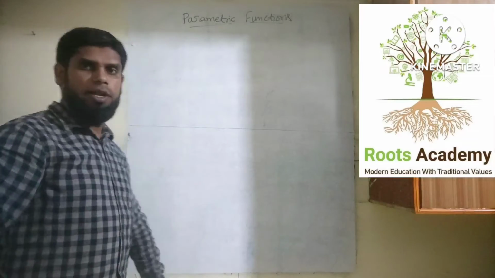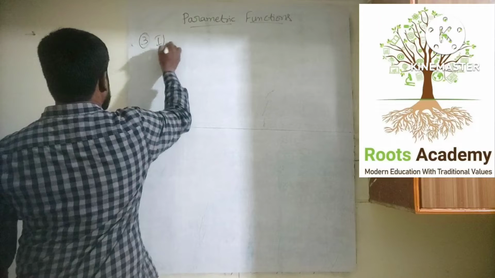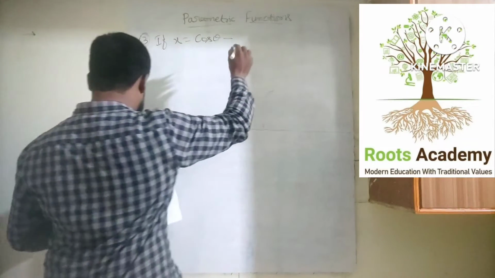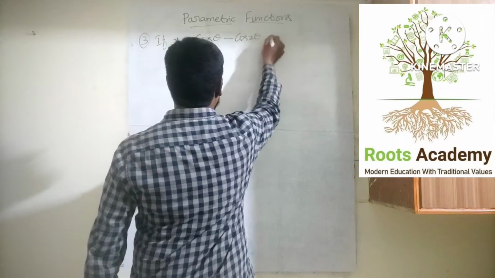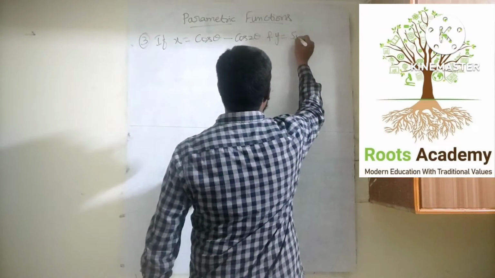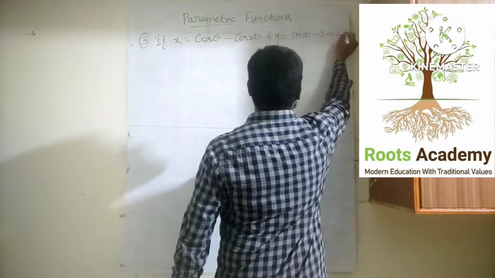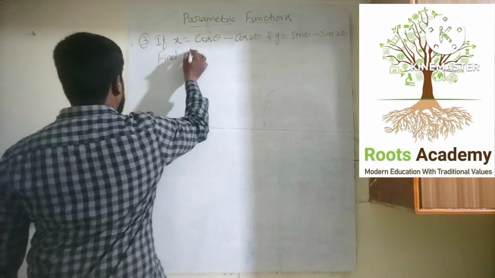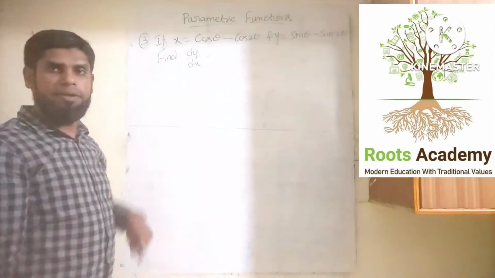Okay, students, now let us go to the next problem. If x is equal to cos theta minus cos 2 theta and y is equal to sin theta minus sin 2 theta, find dy by dx.